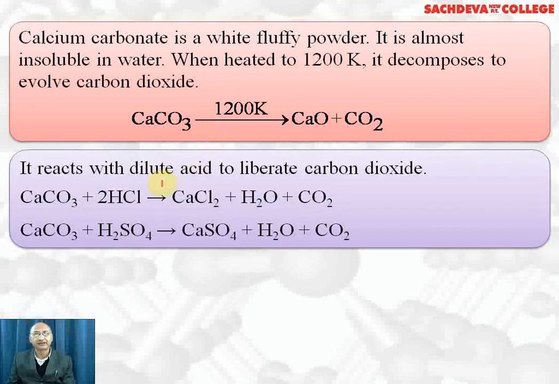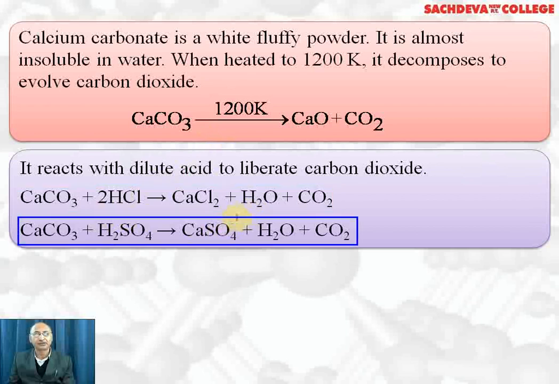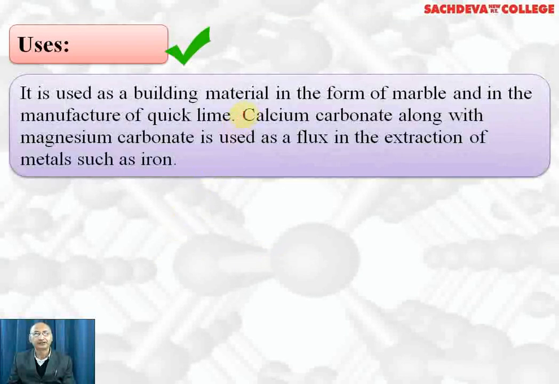It reacts with dilute acid to liberate carbon dioxide. With HCl, it will form CaCl2, water and CO2. With H2SO4, it will give CaSO4 plus water plus carbon dioxide. Uses of calcium carbonate: it is used as building material in the form of marble and in manufacture of quicklime.